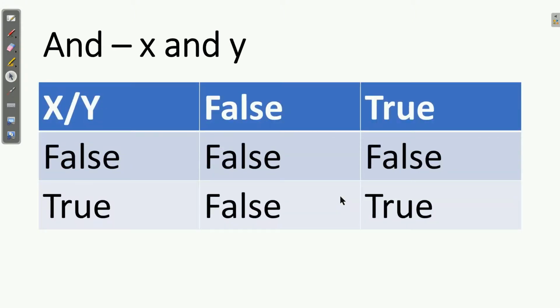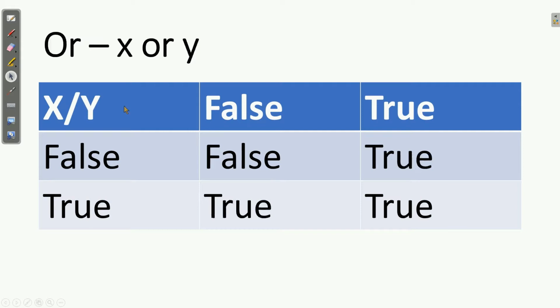With the AND, if we were to AND X and Y together, if both are false, the results are false. So if both X and Y are false, our results are false. If X is true and Y is false, false. If Y is true and X is false, we get false. The only time we get a true result is both of those conditions being true.